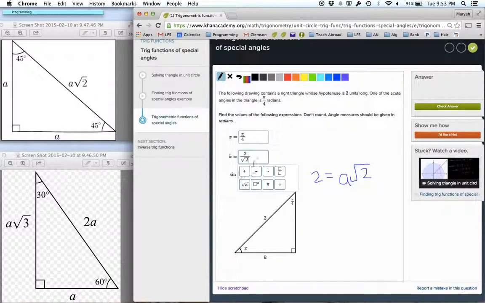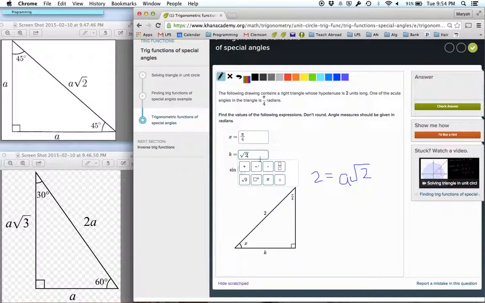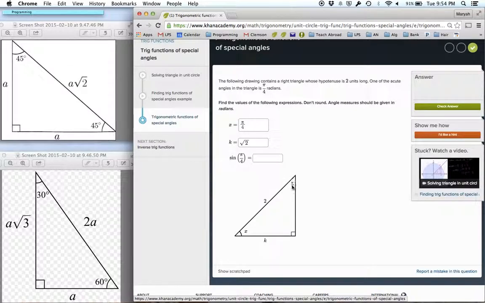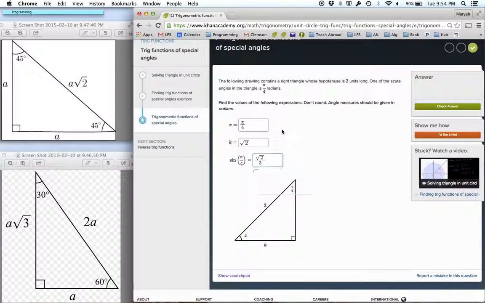But like we had to do in the last example, we have to rationalize. So we end up with 2 root 2 over 2, which just reduces to 2 square root of 2. And then sine of pi over 4 is going to be our opposite over hypotenuse. So this will be root 2 over 2. I'm just going to double check this last one. It should be 2. Yeah, okay.